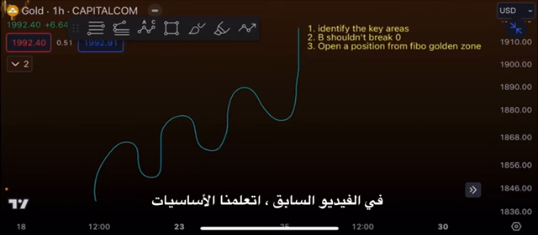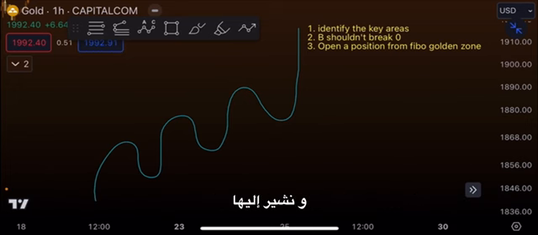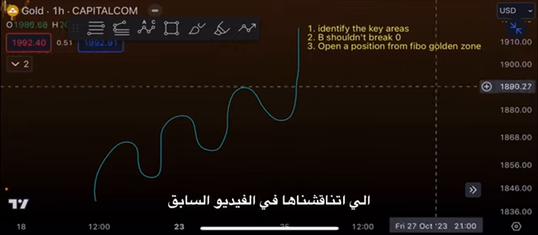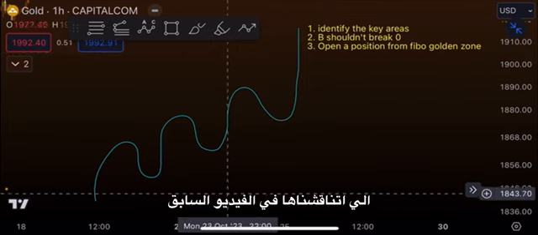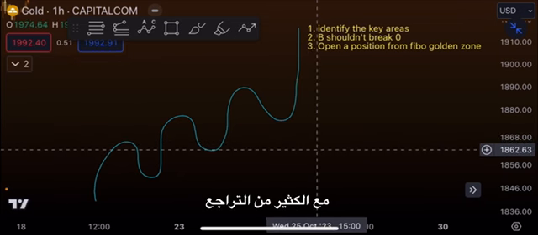In the previous video we learned the basics, so let's get into more details. It is common to have so many pullbacks or retests, and we refer to them as short-term reversals in price movement within an overall trend. I've written down the rules here that we discussed in the previous video, and I've drawn an example of an uptrend right here with so many pullbacks.